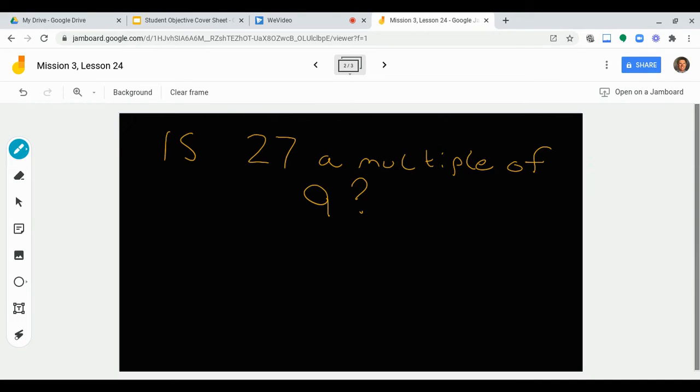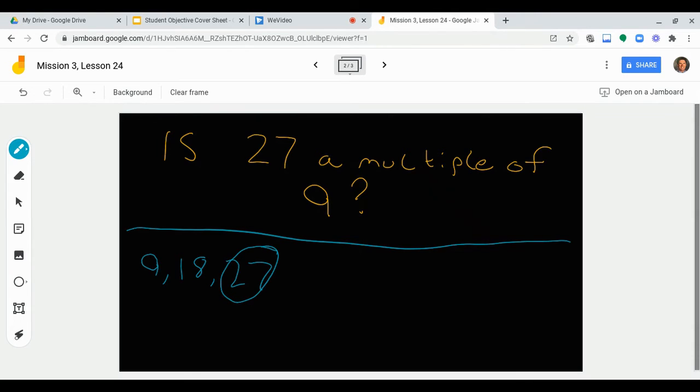Well, there's a couple of ways we can determine this, and I'm going to show you both. We can just start counting by 9s. 9, and then 18, and then 27. Ding, ding, ding! Yes, I ended up skip counting by 9s exactly on 27. So I know that yes, 27 is a multiple of 9.